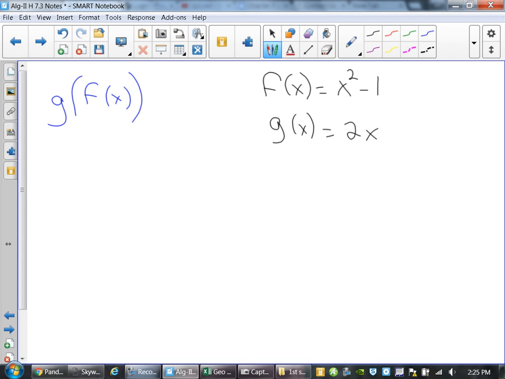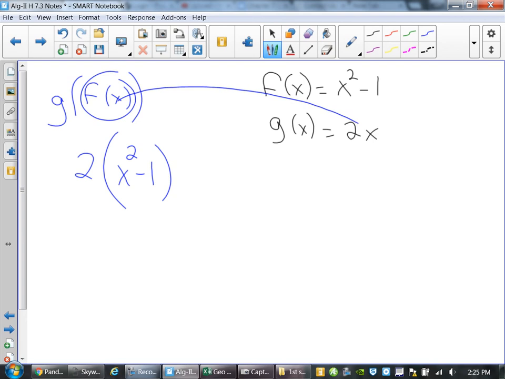2x in parentheses. No. Oh, right, you tricked me. Start with the x squared minus 1. And then I surround it with the 2. Not 2x, because that's x in the big. You got me. And then you simplify it out.